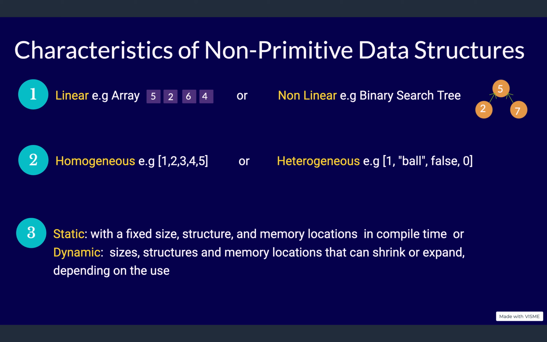A non-primitive data structure can also be dynamic. In this case, the size, structure, or memory location can shrink or expand according to the use of the data structure. That is, once the threshold is reached, we can expand the size of the data structure. A very good example of a dynamic data structure is the dynamic array.